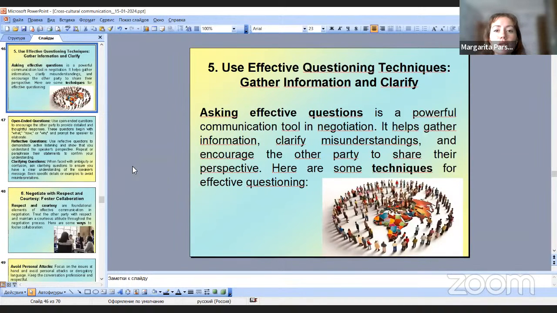The other point is to use effective questioning techniques to gather information and clarify.